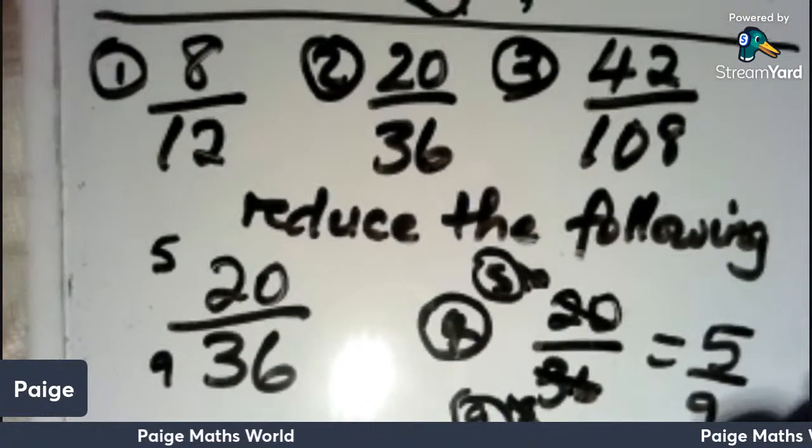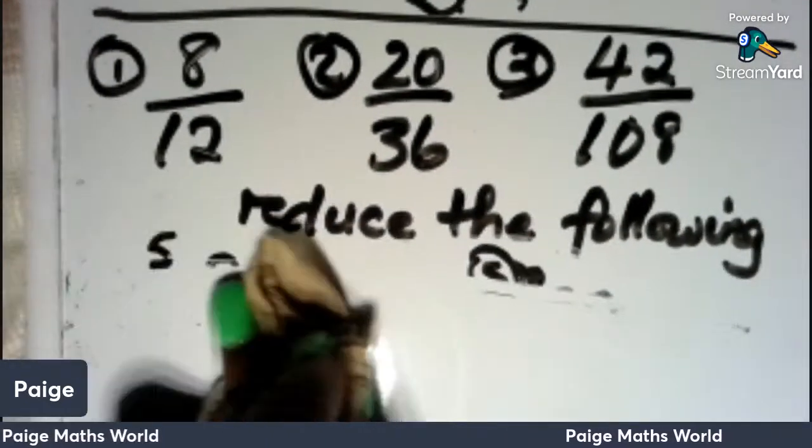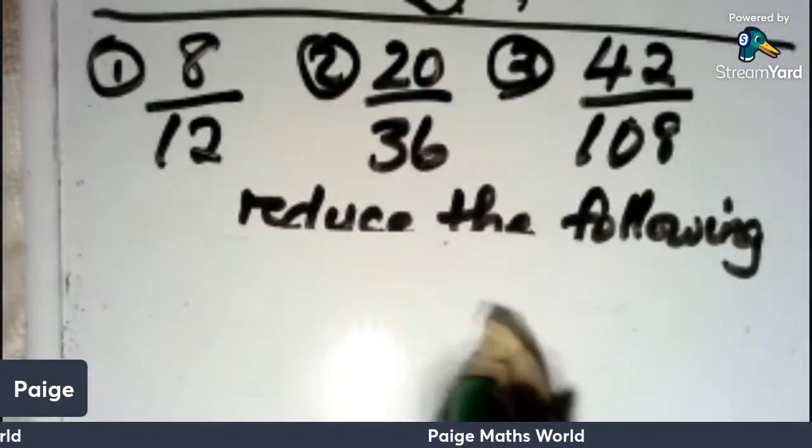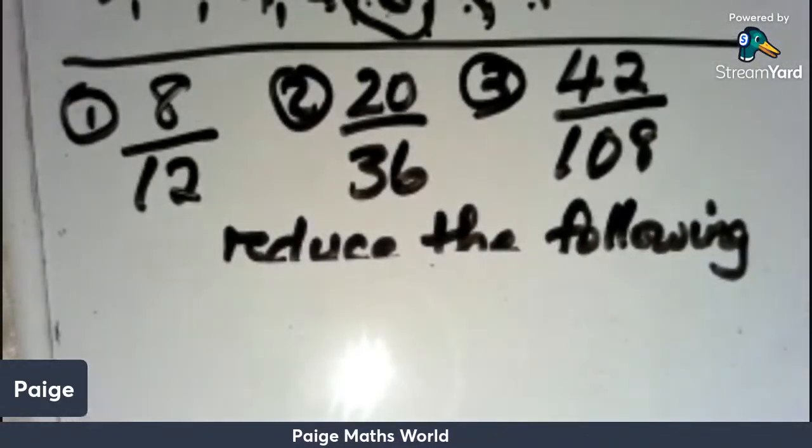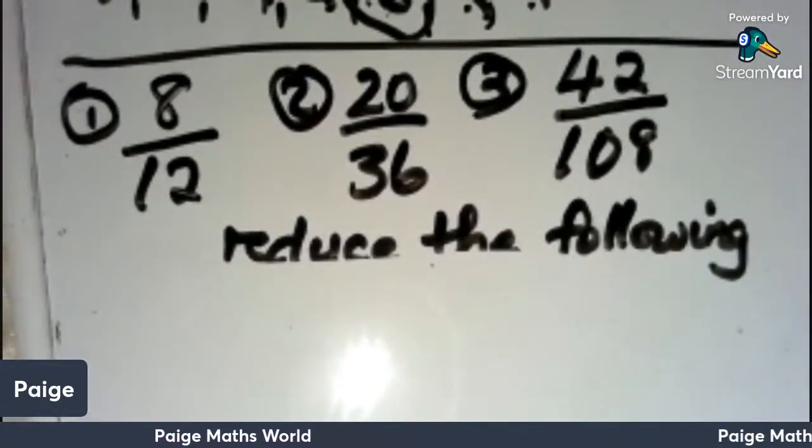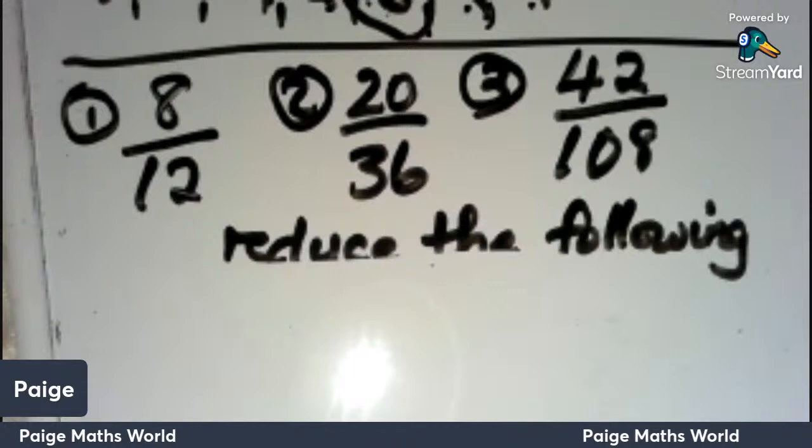All right, going on to the third one. 42 over 108. What's your highest common factor for 42 and 108? What's the highest common factor, guys? Which number do you use for 42 and 108?